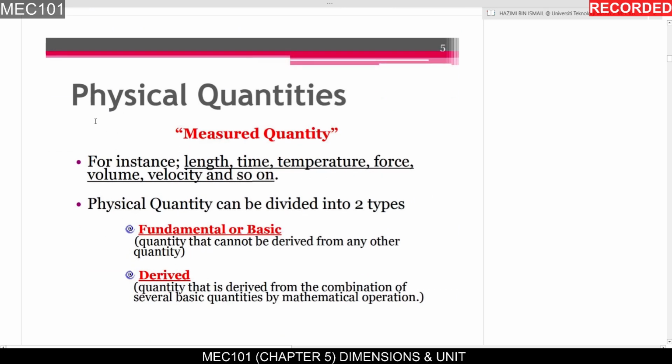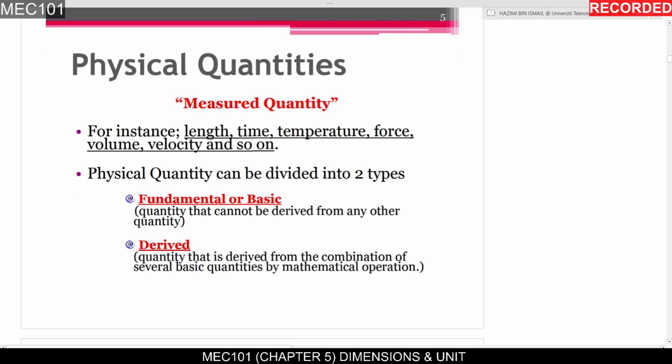Okay, in the SI unit we have physical quantities. The physical quantities can be divided into 2 types. We have the basic one, we call it basic quantity, or sometimes fundamental quantity. And then using the basic or fundamental quantities, we derive another form. That's what we call the derived quantity.